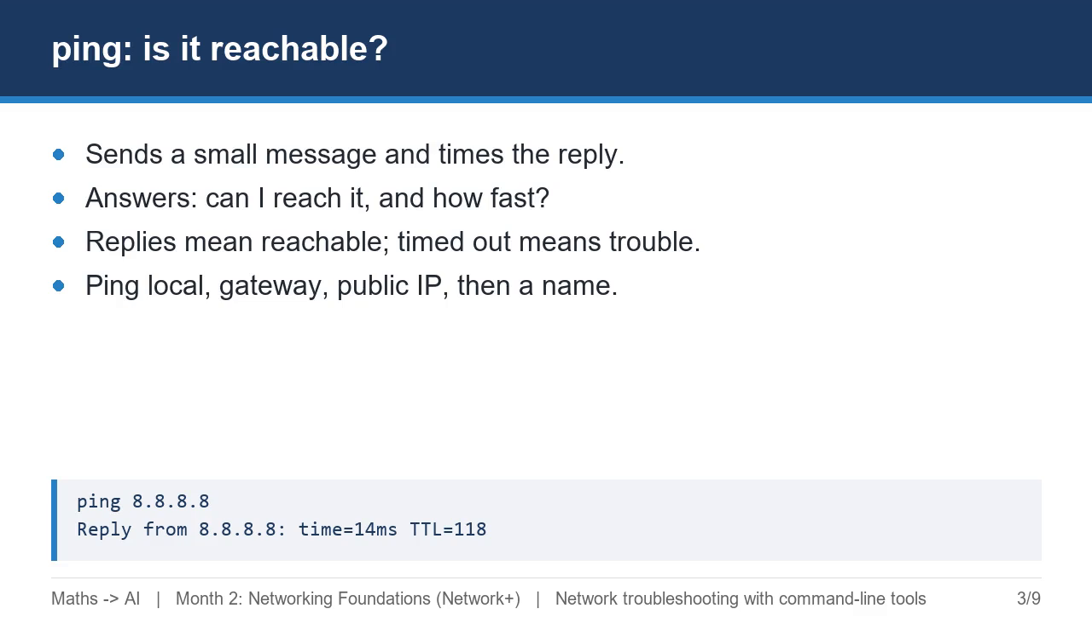First, ping. Ping sends a small message and times the reply. It answers two questions: can I reach this host, and how fast is the round trip? Replies mean reachable. Request timed out, or destination host unreachable, means a problem. The trick is to ping targets in order: 127.0.0.1, your own stack, then your gateway, then a public IP like 8.8.8.8, and finally a name.